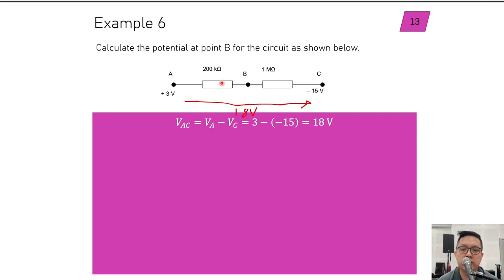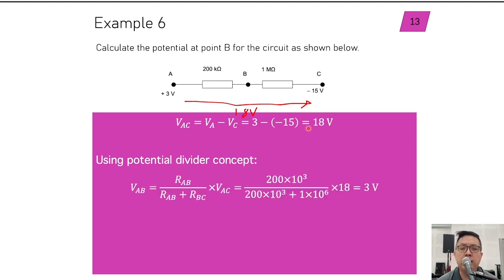Let's work out VAC. This one I've already done above. VAC is the potential difference between A and C, which is potential of A minus potential of C. So 3 minus negative 15, that's a difference of 18 volts. Next, we use the potential divider concept for our resistors. We want to find VAB, the potential drop from A to B. So I'll take the ratio of this resistance over the total resistance. This will be 200 times 10 to the power 3 over 200 times 10 to the power 3 plus 1 times 10 to the power 6, multiplied by 18. And this will give me 3 volts.